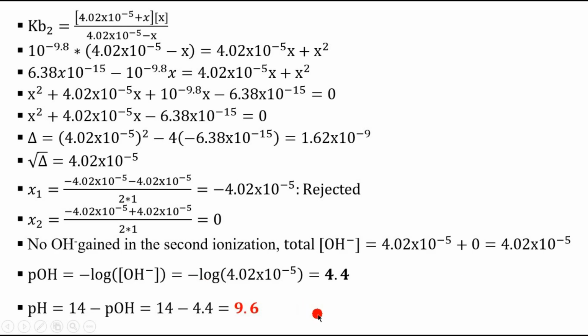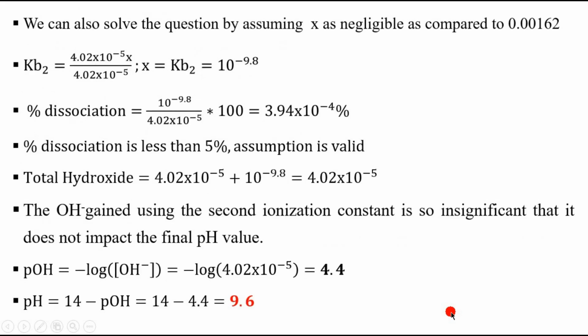So you can also use this term as negligible. If you don't want to solve the quadratic equation, you can make this term negligible, and then you verify the assumption. You can also solve the equation by assuming x as negligible. If we make x negligible, we will see the percent dissociation is this one. So that means the assumption will be valid. So in this case also you get the same answer. You get 9.6 as the pH. For those who don't want to solve the quadratic equation, you can use this one. You make x negligible and you verify whether your assumption is valid.